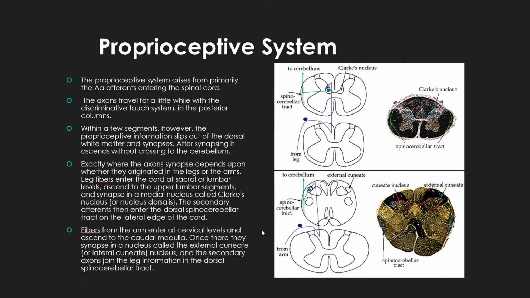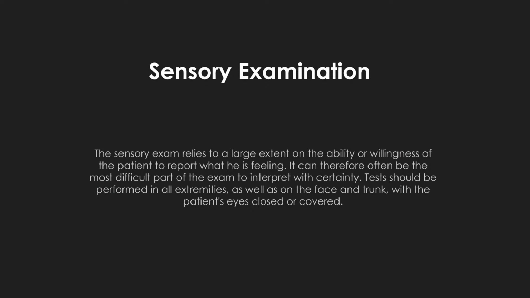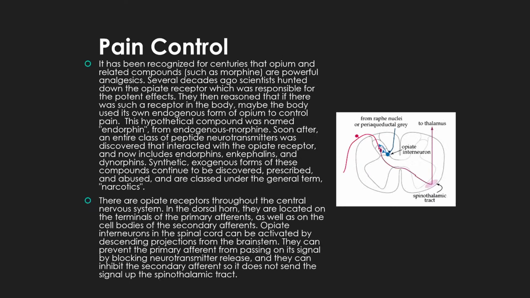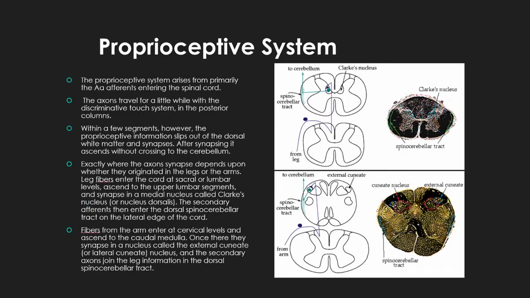Fibers from the arm enter the cervical levels and ascend to the caudal medulla. Once they are there, they synapse with the external cuneate nucleus and then join the leg information in the dorsal spinocerebellar tract. So this is topography. You see, each type of sensory system has an absolutely different type of topography, and what we have to do now is discuss the sensory examination procedure.